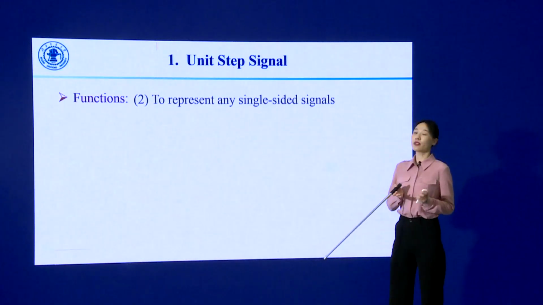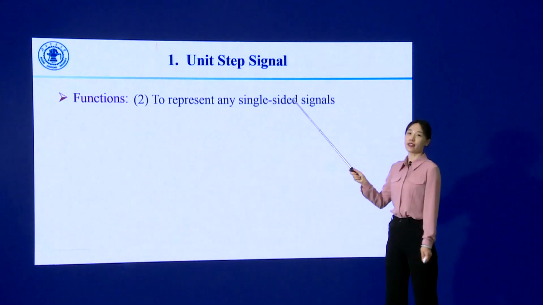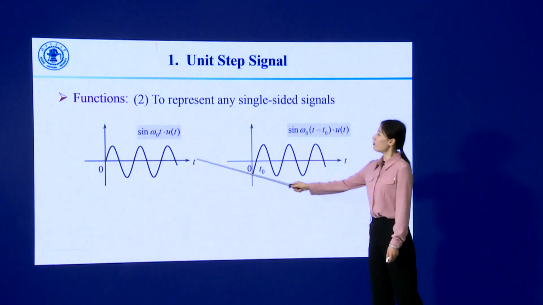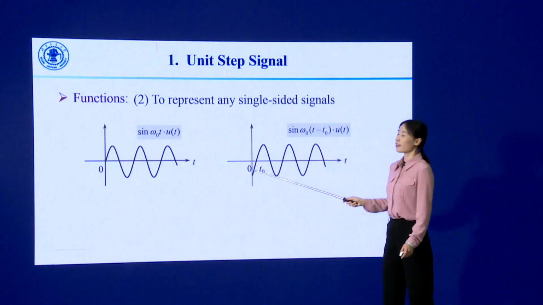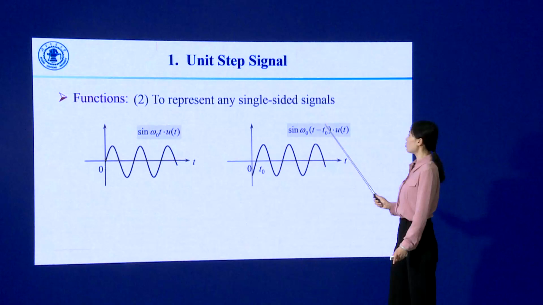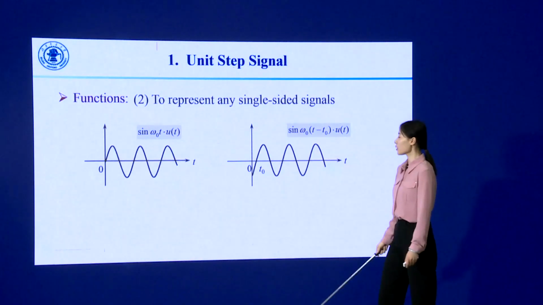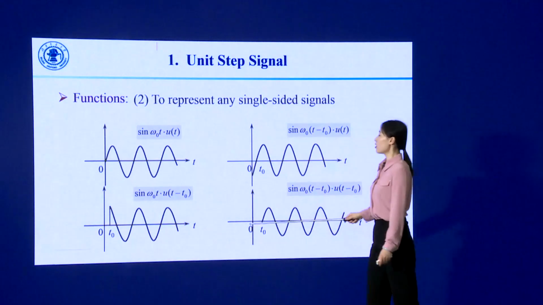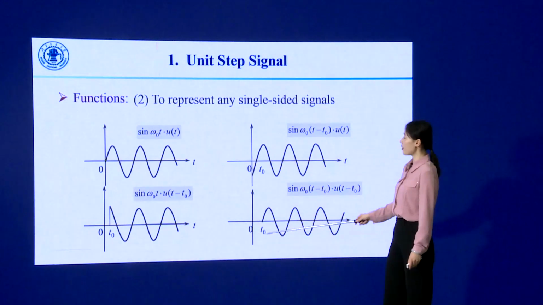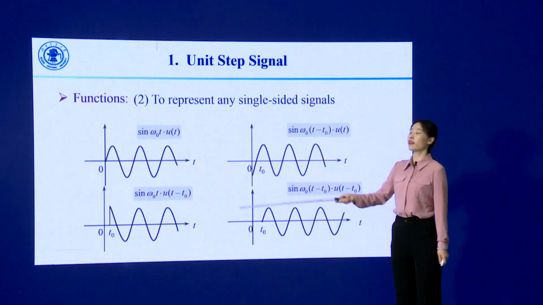We can also use the step signal to represent any single-sided signals. For these two signals, the start point is 0. Thus, we can use U of t to represent the single-sided signals. For these two signals, the start point is t sub 0, and we can use U of t minus t sub 0.